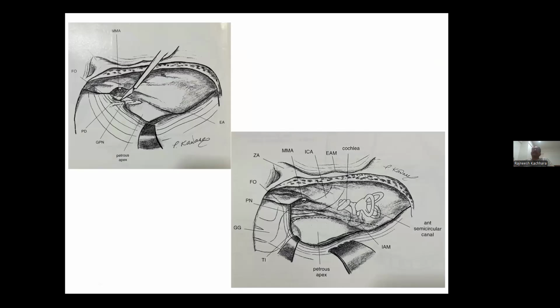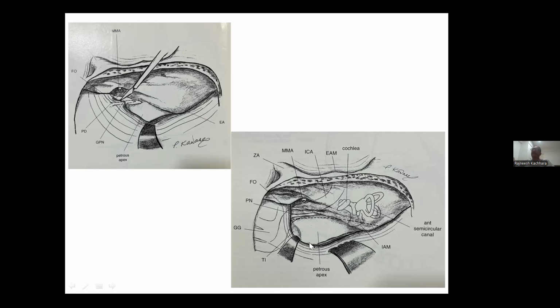In this picture, you can see this is the petrous bone, and this is the middle meningeal artery, which is already coagulated and cut. And this is the middle fossa dura, which is reflected medially, and we access the tumor extradurally, and we release this dura from the GSPN.